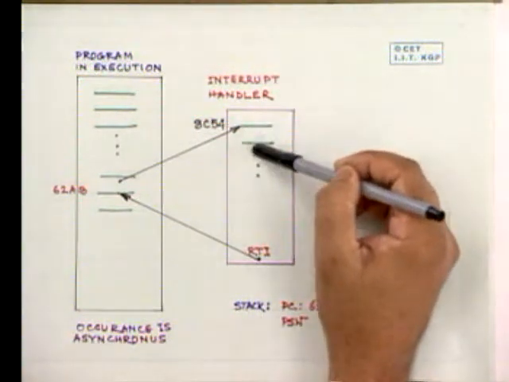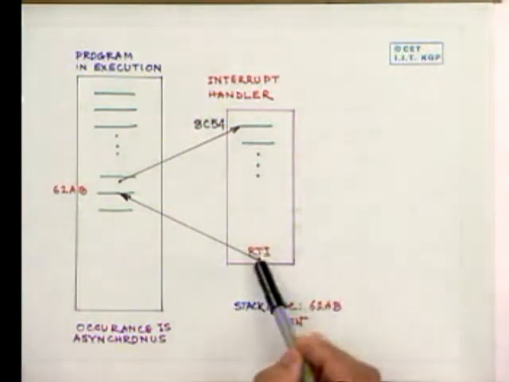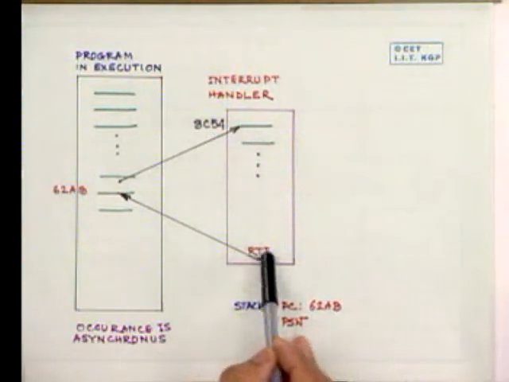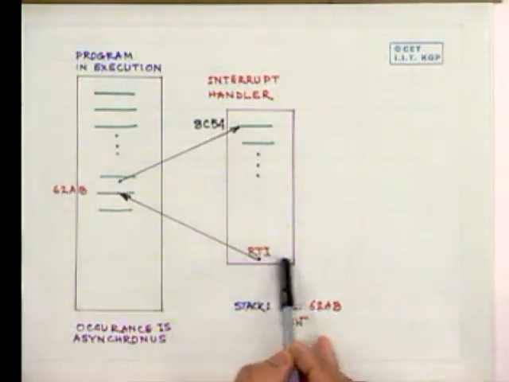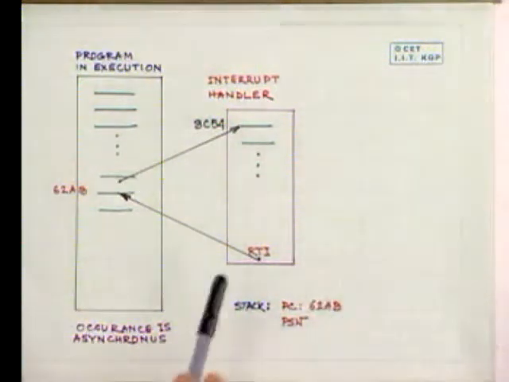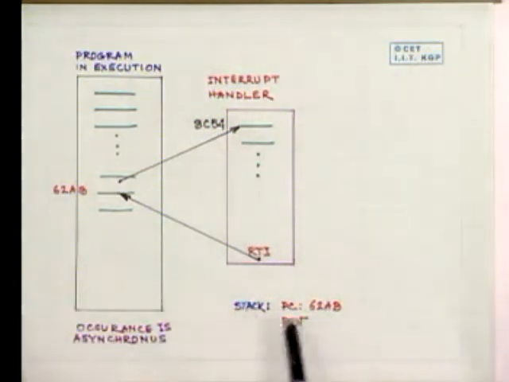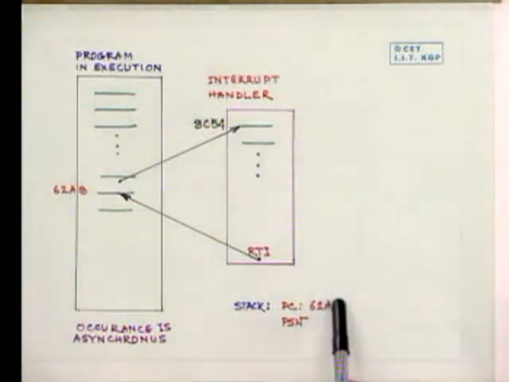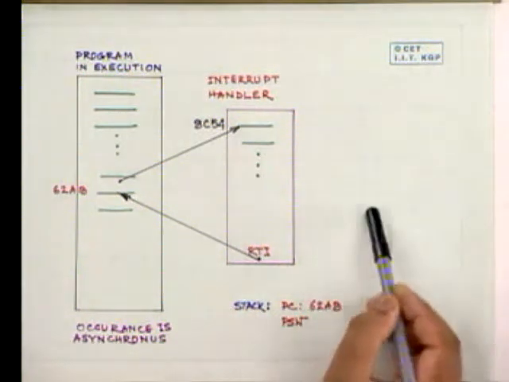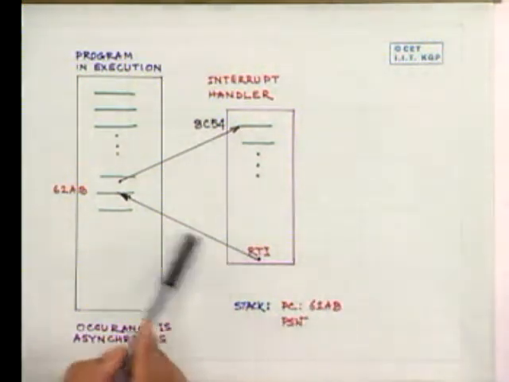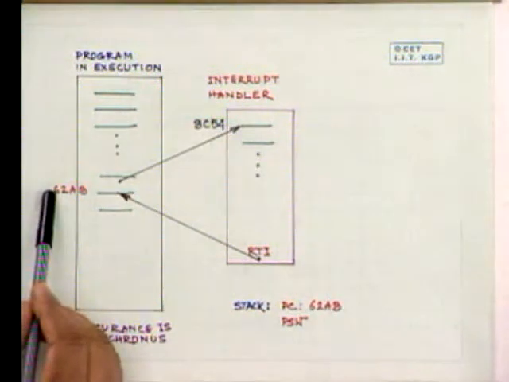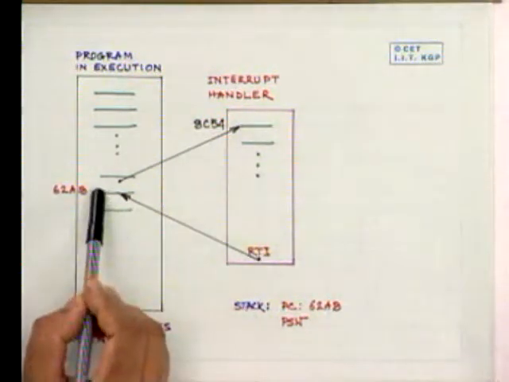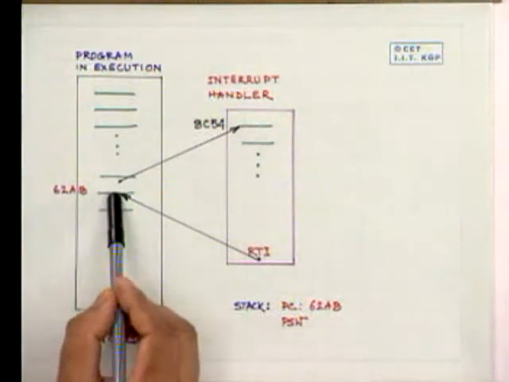Now the interrupt handler routine is executed. At the end, a return from interrupt will be executed, like return from subroutine. The return from interrupt takes the processor status word out of the stack and loads it back into the processor status word. It takes the program counter content and loads it back into the program counter, which means now the program counter is pointing to 62AB, the control returns to this instruction and the execution of this program starts once more.